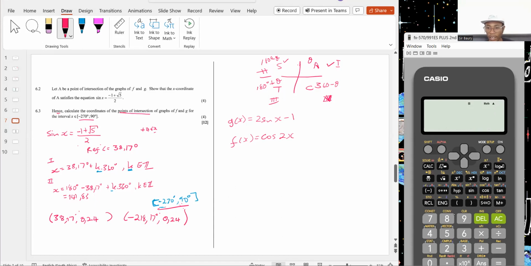Okay, let us see if I can get another value. Let us substitute negative 2. It's a value that is outside the interval. So therefore, here are my solutions for 6.3.